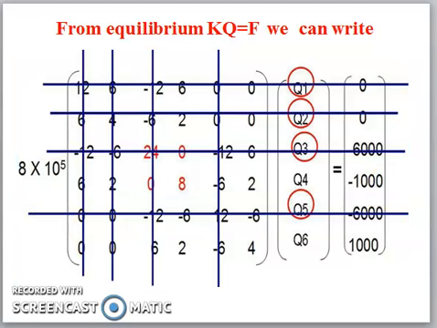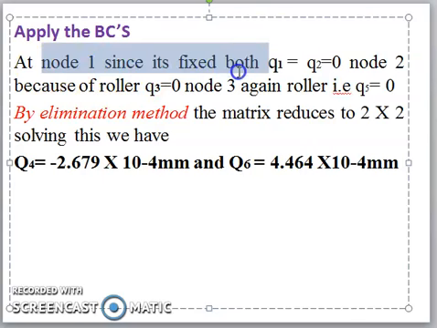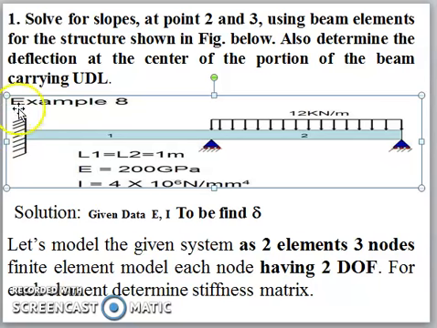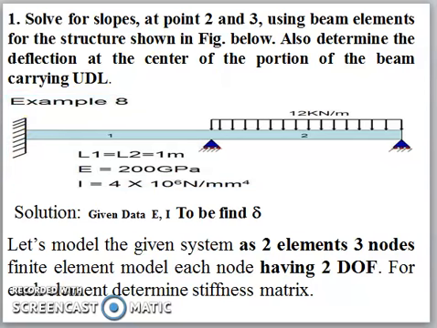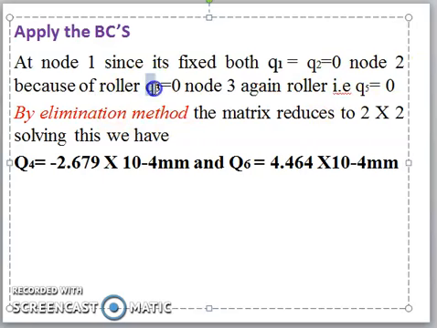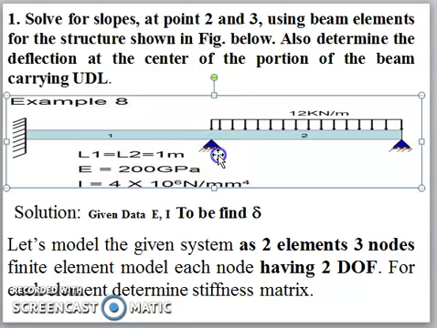What is the boundary condition? At node 1, since it is fixed at both ends, Q1 and Q2 become directly 0. Then at node 2 there is a roller at Q3, and at node 3 again a roller at Q5. See here carefully, it is a roller, so vertical force will be obtained, but the rotation is free. Q3 will get a value, but Q4 becomes 0. Q5 will get a value, but Q6 becomes 0.